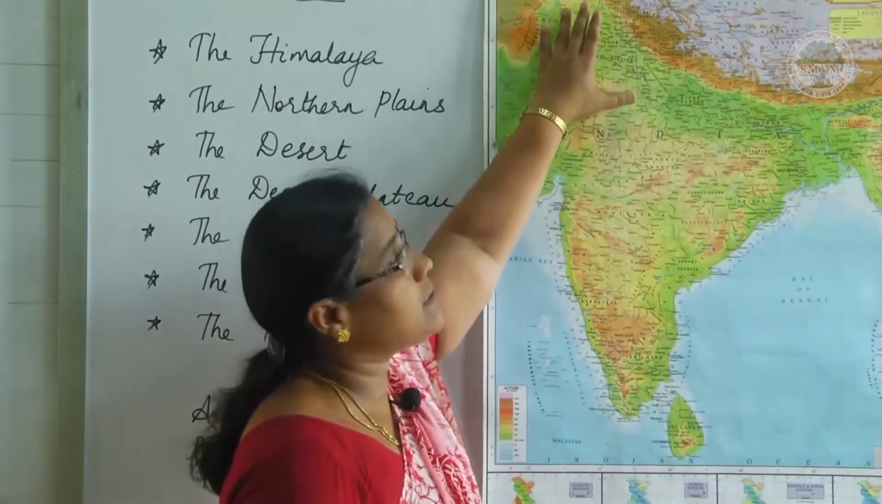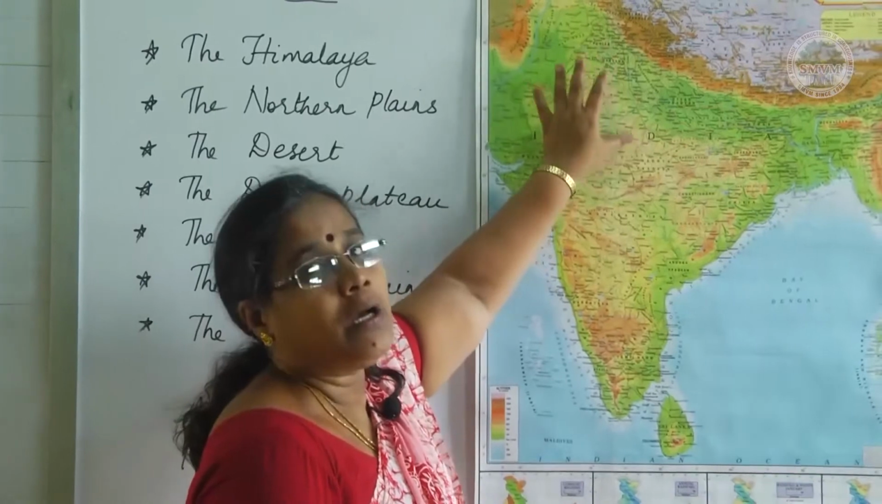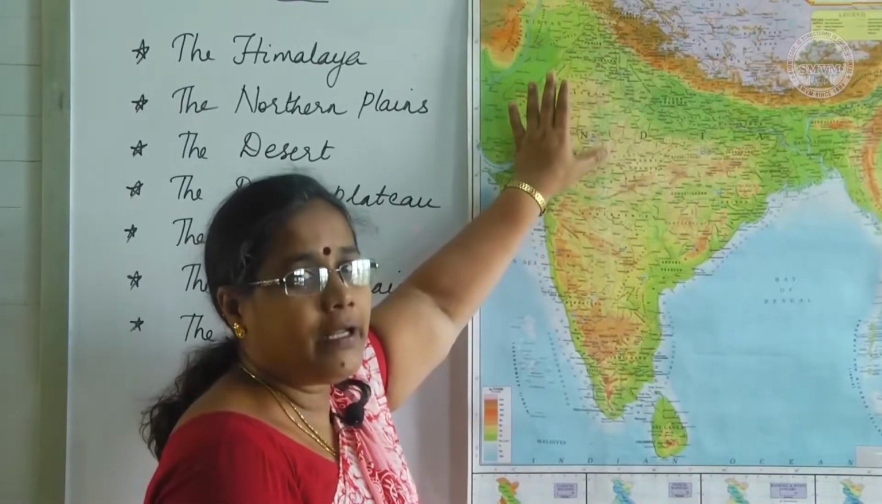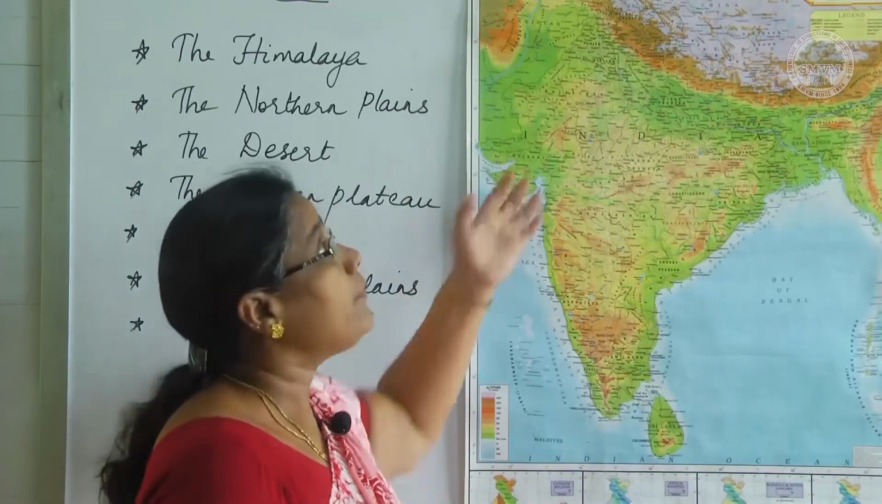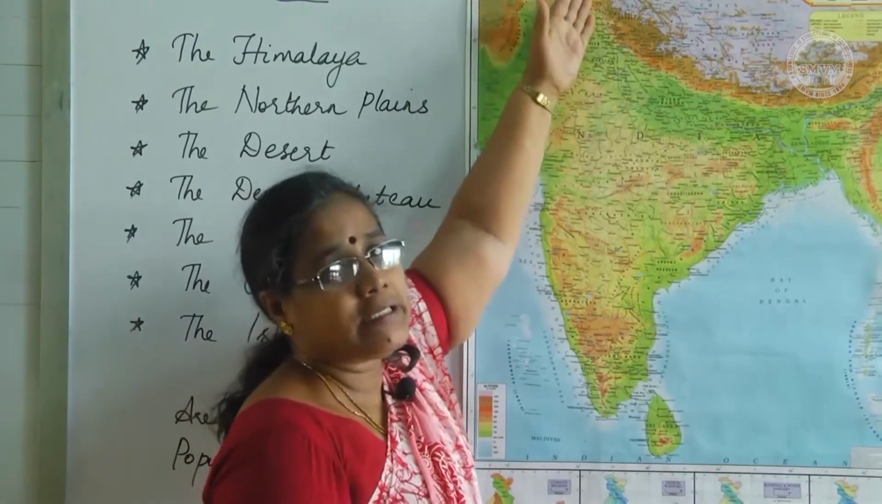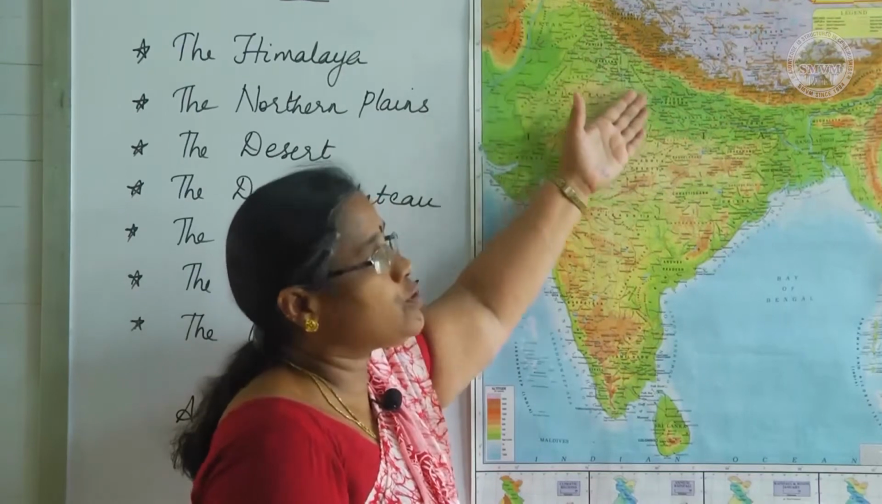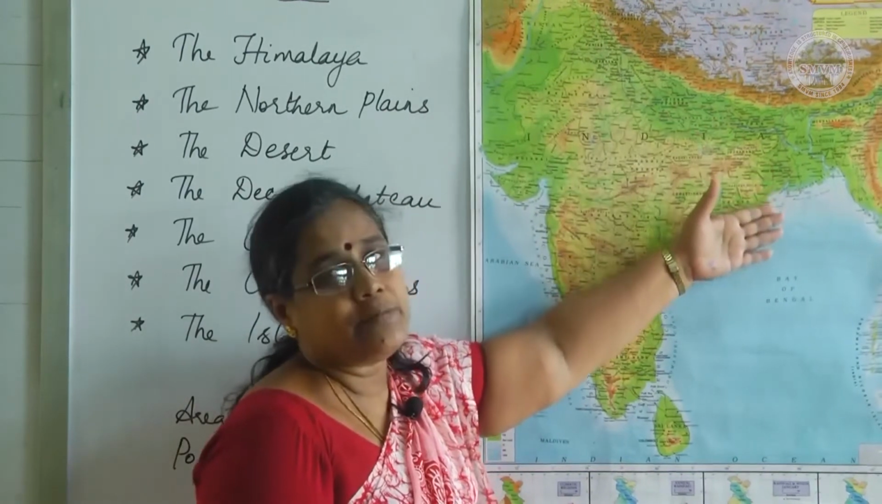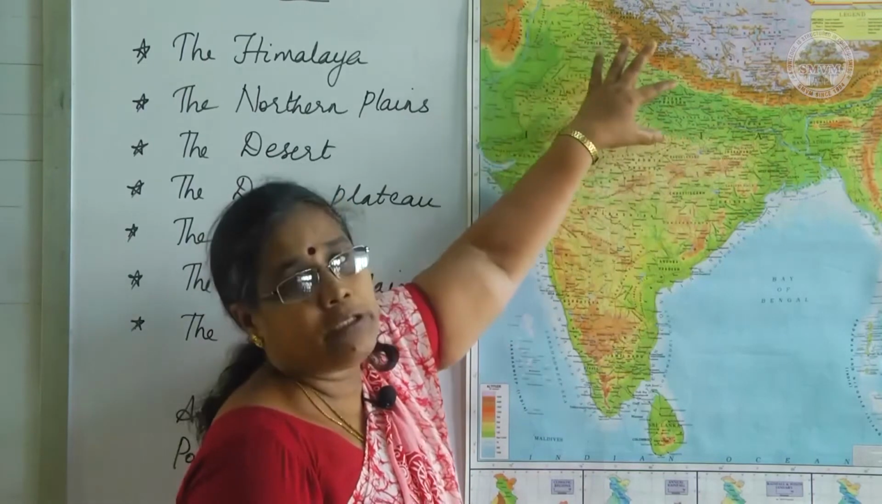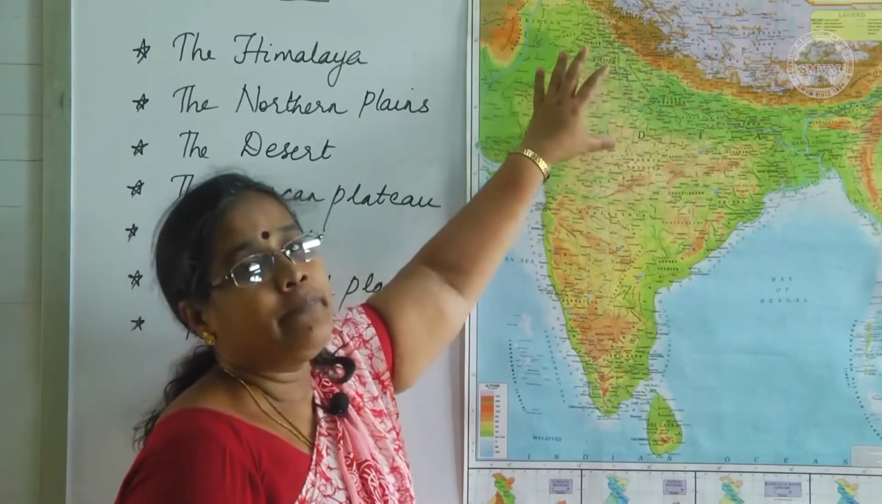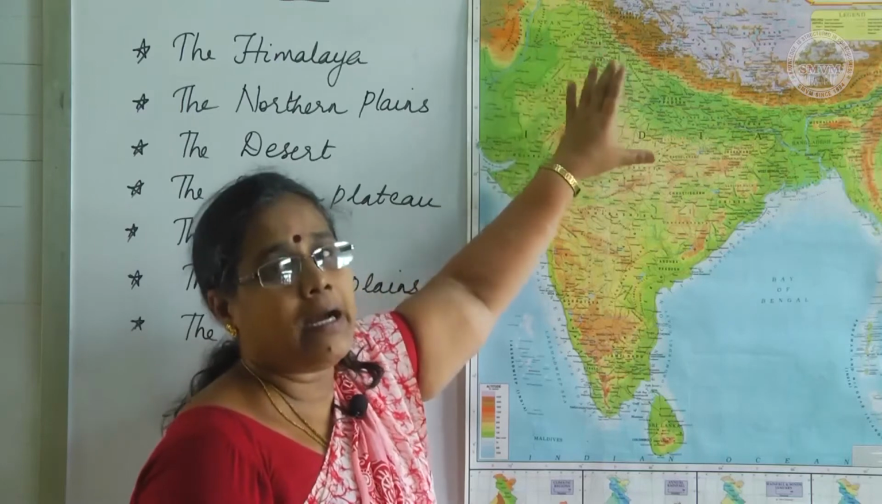All this is fed by the river Ganga, which is said to be the longest river, and it is a perennial river. Perennial river means it flows throughout the year. This river Ganga starts from the Himalayas, flows through these plains, and at last joins the Bay of Bengal. Right. So this northern plains has been completely fed by rivers like Ganga and Yamuna.